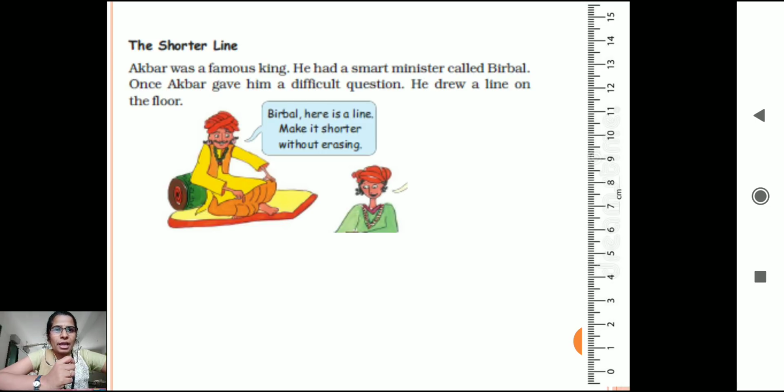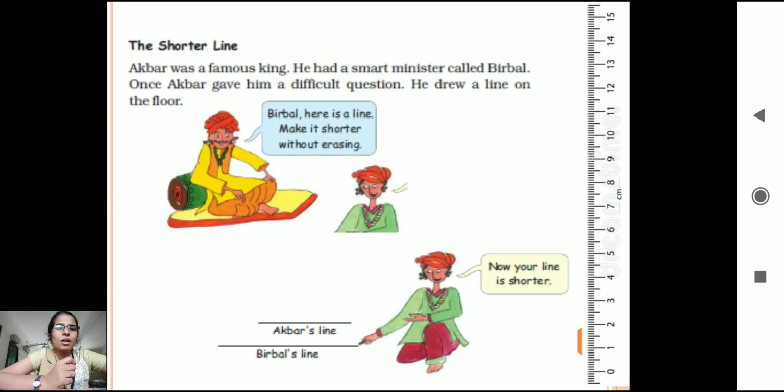He drew a line on the floor and then he asked Birbal to draw a line which is longer than that. So what happened? Without erasing, he had to draw. So what did Birbal do? Birbal drew another line parallel to Akbar's line, which looked longer than Akbar's. Now see how clever he is. That's why he was called a smart minister.